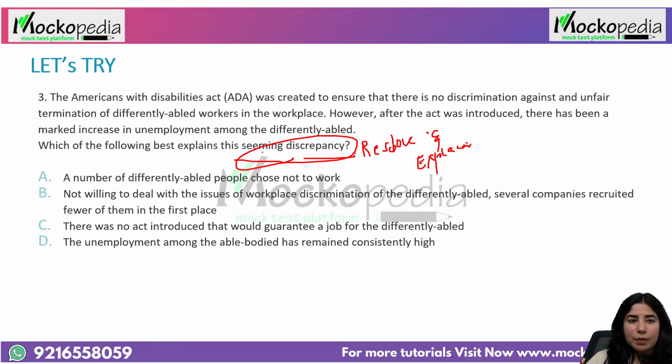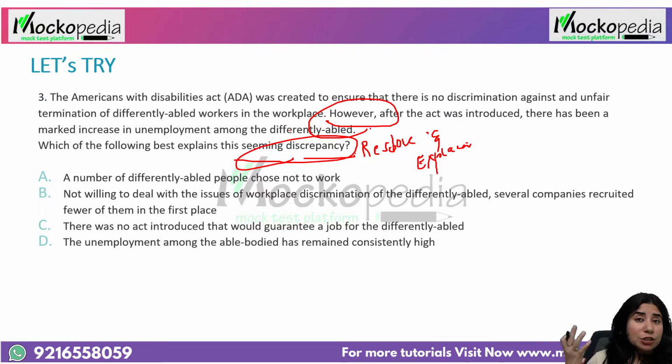Right. So the Americans with Disability Act was created to ensure that there is no discrimination against and unfair termination of differentially abled workers in the workplace. However, after the act was introduced, there has been a marked increase in the unemployment among the differentially abled. So there was this act which ensured that there is no discrimination and no unfair practice against differentially abled people. But what happened? The unemployment rate has increased.